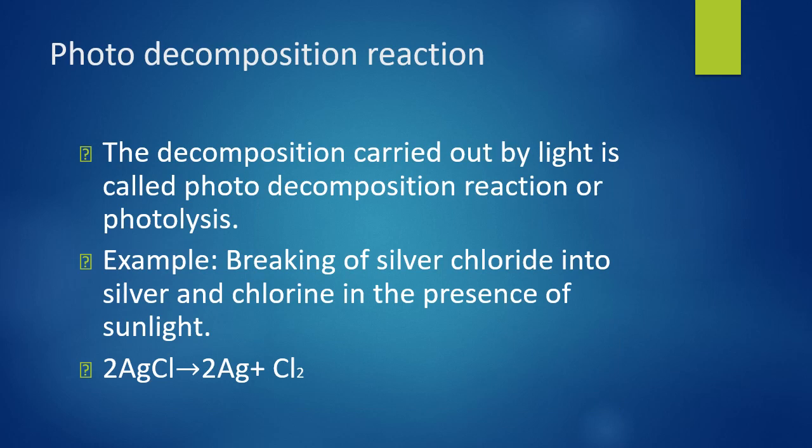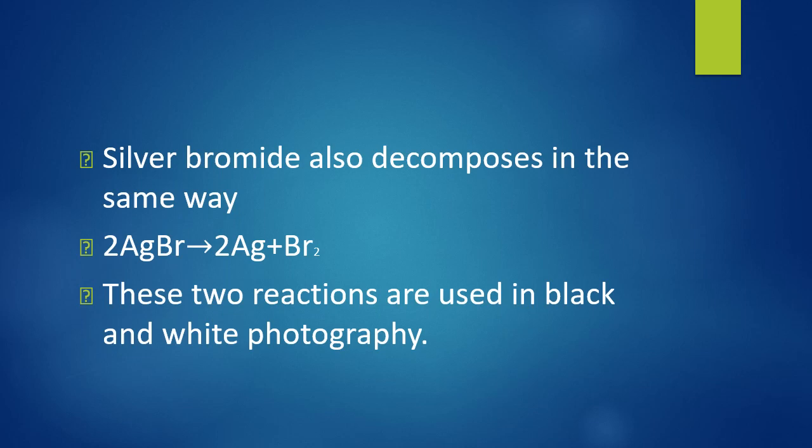Photo decomposition reaction. The decomposition carried out by light is called photo decomposition reaction or photolysis. Example, breaking of silver chloride into silver and chlorine in the presence of sunlight. Silver bromide also decomposes in the same way. These two reactions are used in black and white photography.